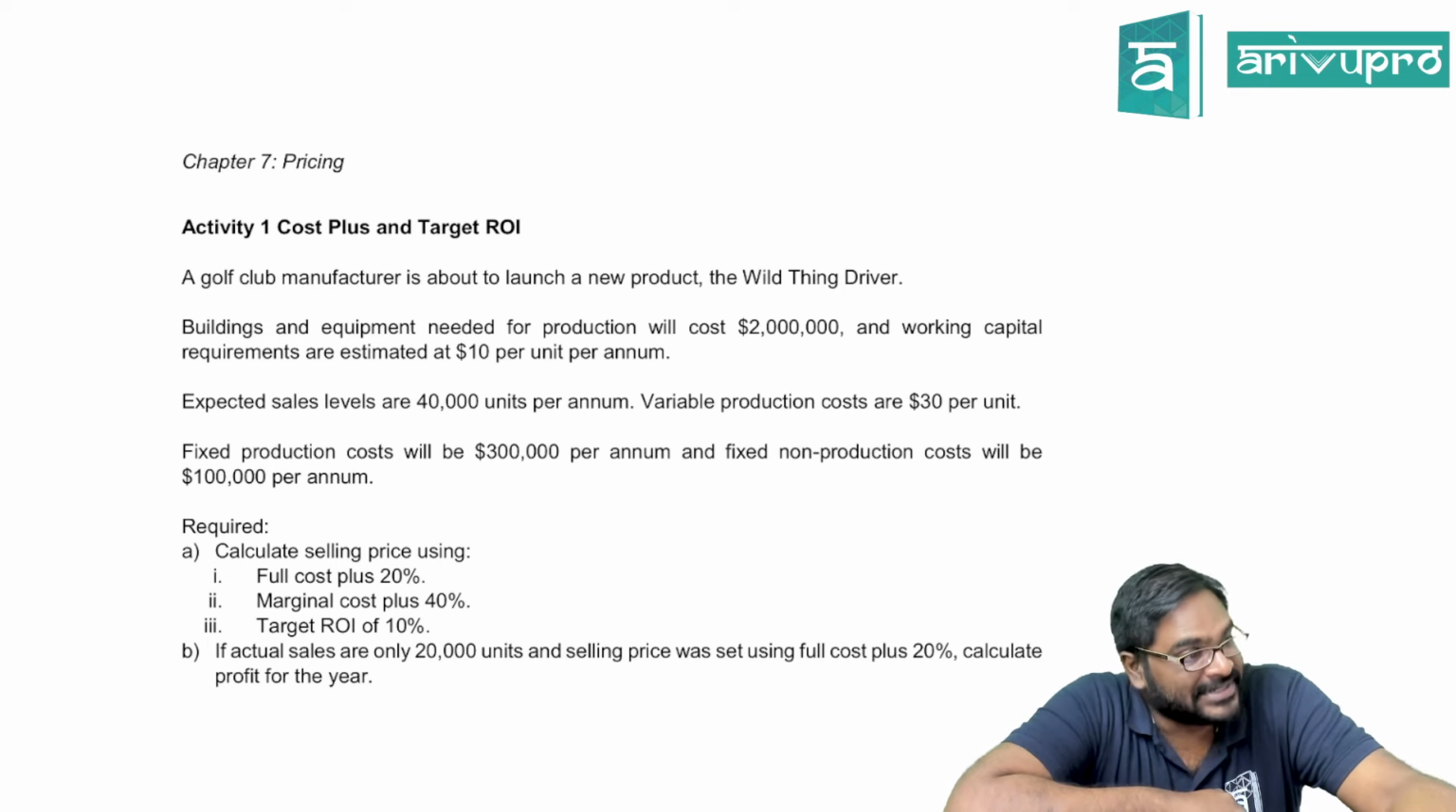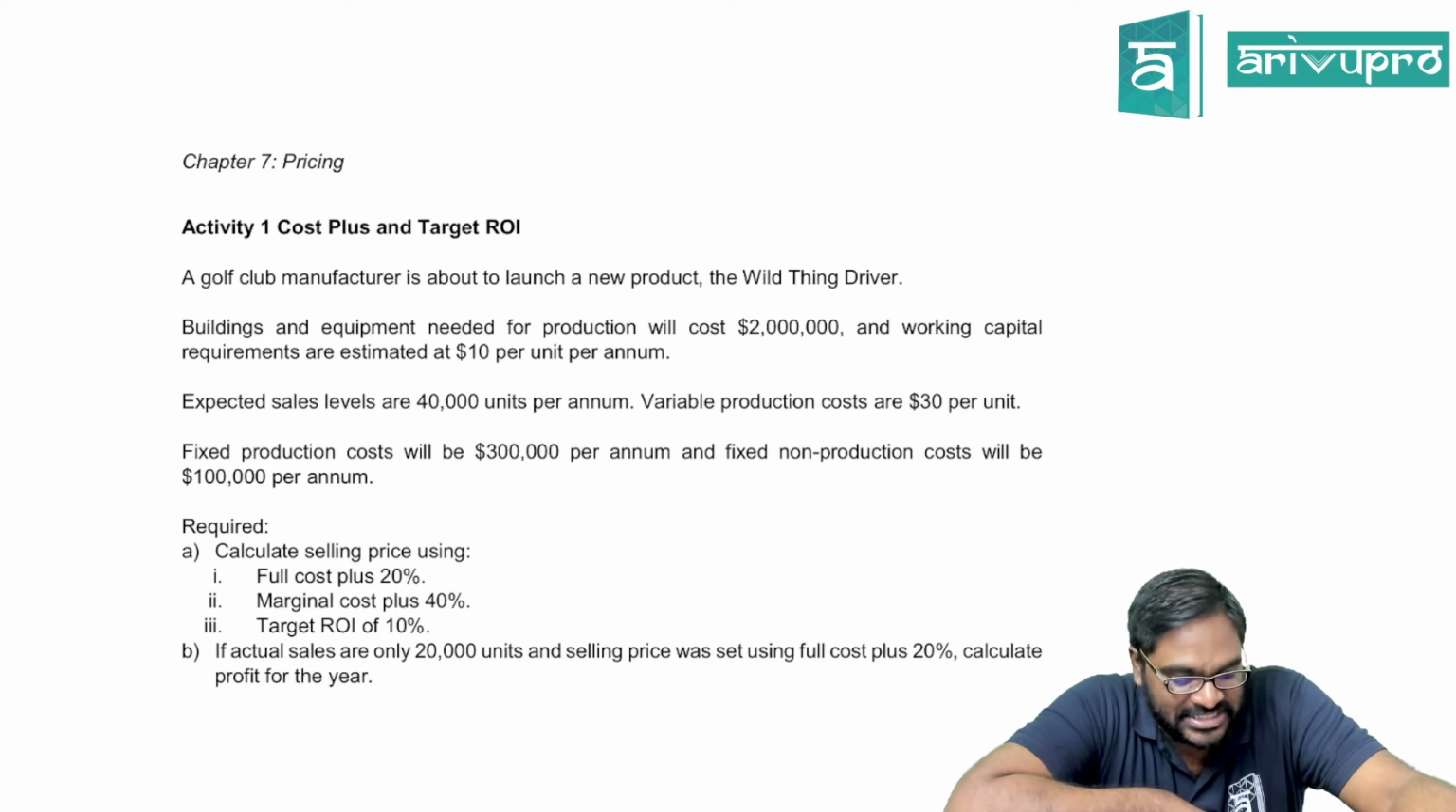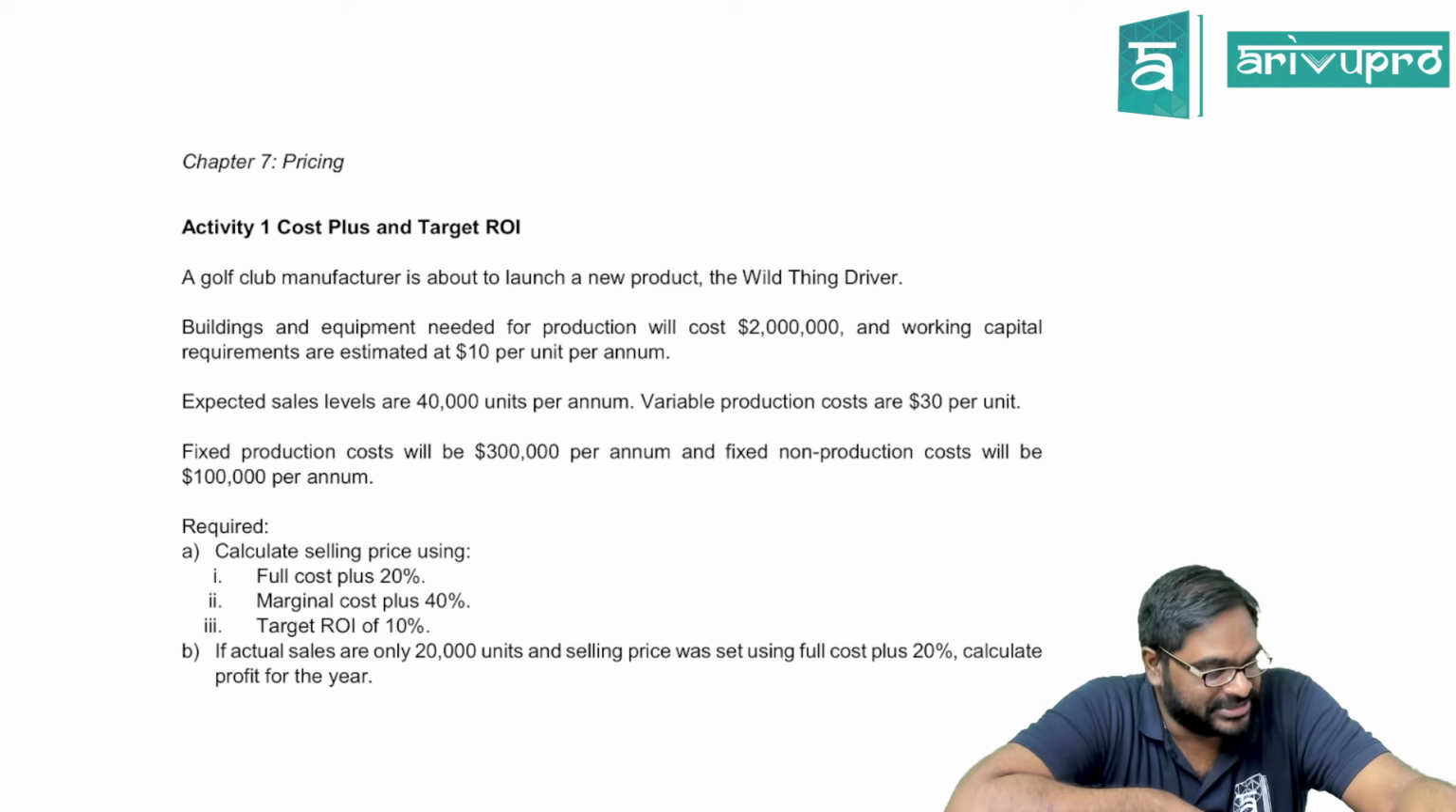And then expected sales levels are 40,000 units per annum. Variable production cost is $30 per unit. Fixed production cost would be 300,000 and fixed non-production cost would be 100,000. Requirement A, calculate the selling price using full cost plus 20%, marginal cost plus 10%, target ROI plus 10%. Can you try part A first of all? The investment doesn't come under cost base.